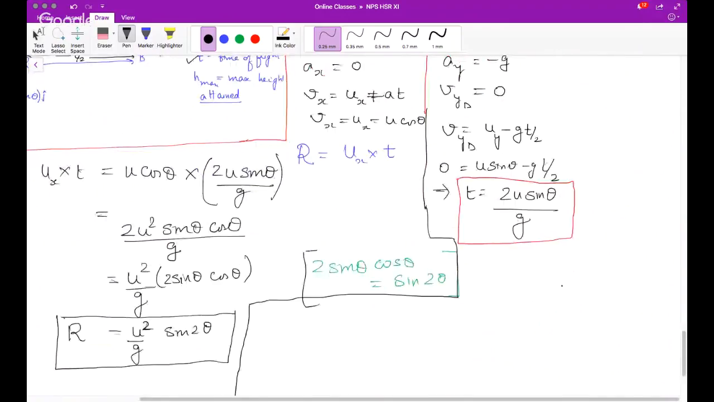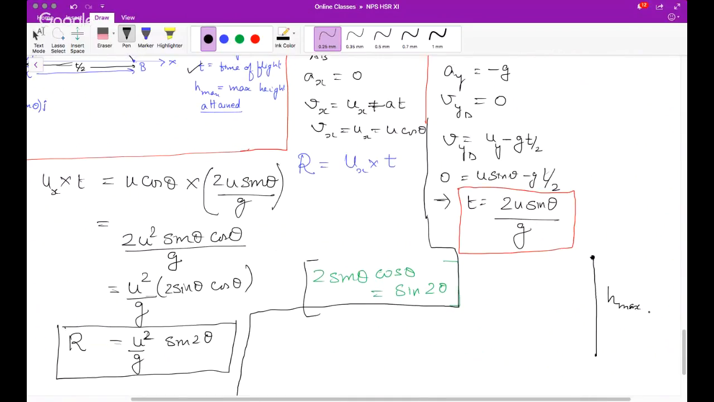Now let me simplify this. The case is simply like this. There was a body which was thrown up, and it went to the maximum and attained maximum height. Let's say this is h max. The initial velocity was uy, and it took T by 2, where T is the total time of flight, to reach here, where vy is 0.